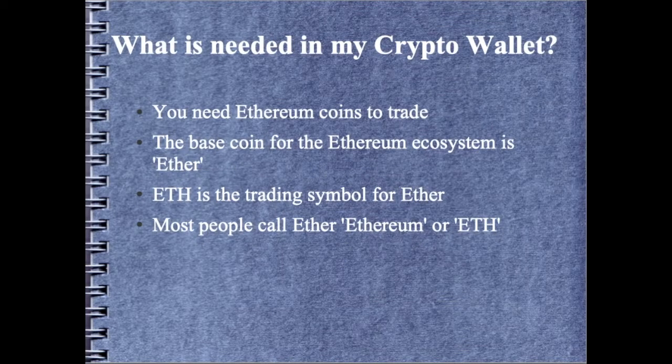Earlier I mentioned one of the things you need in your crypto wallet to be able to trade is Ethereum. So that's one of the things you'll need. The base coin for the Ethereum ecosystem is a coin called Ether. Its name is Ether. Most of the time people call it by its trading symbol ETH, or they just call it Ethereum when they're talking about it.